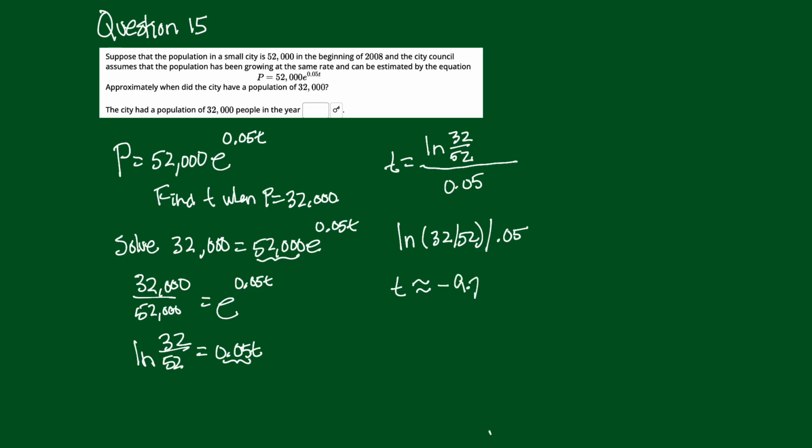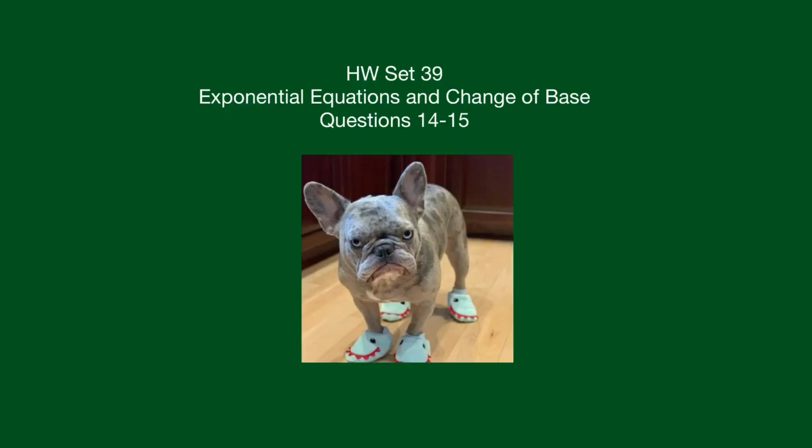Okay, now what is t? T is the number of years since we started. T is the number of years since our start time. The start time was 2008. So this is going to be about 9.7 years before our start. So I'm going to take 2008 and subtract 9.7 years. All right, so anyway, it's going to be at about 1999. That's what I think. And that completes all our questions on homework set 39.